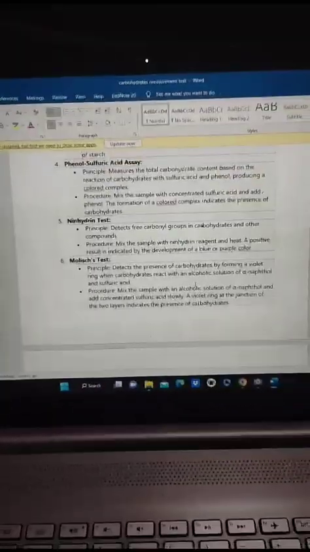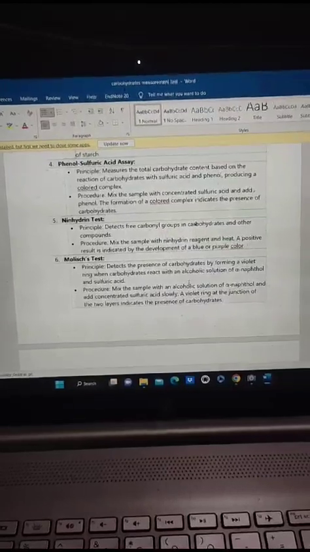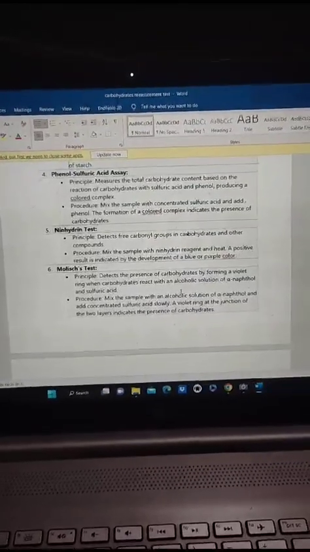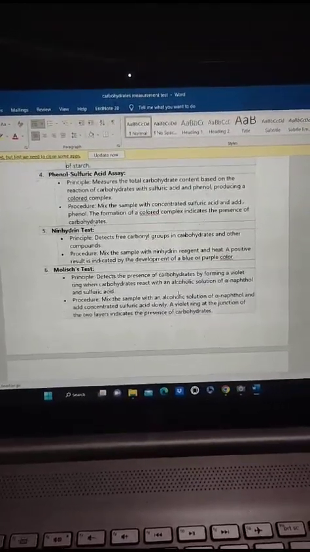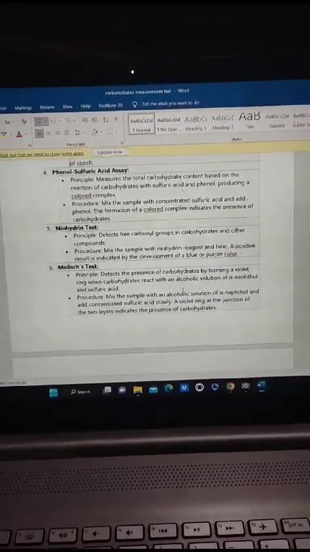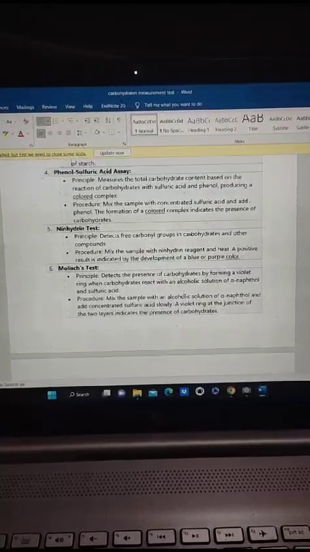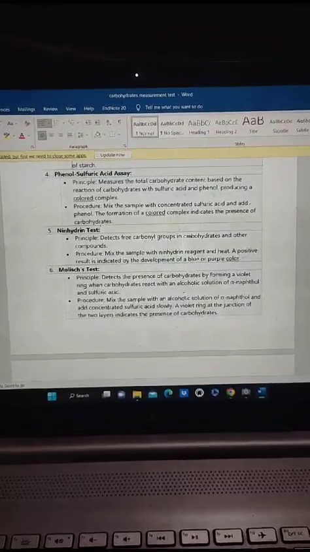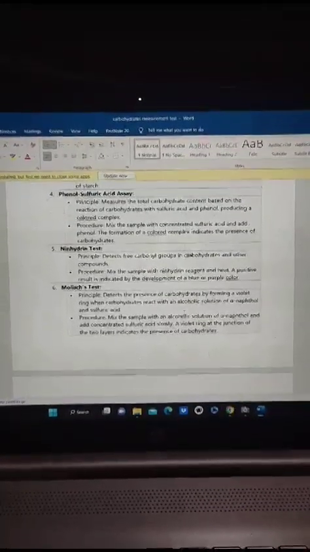Similarly, the anthrone test is used to determine the presence of free carbonyl groups in the carbohydrates and other compounds. And the procedure involves mixing the sample with the anthrone reagent with heat treatment, and positive results indicate the development of a blue or purple color.